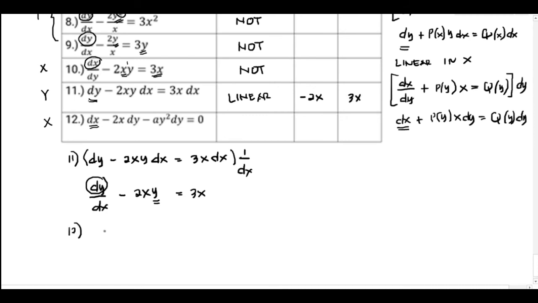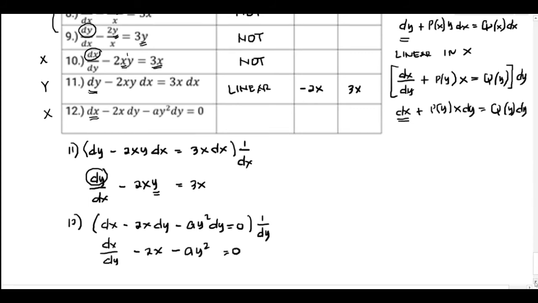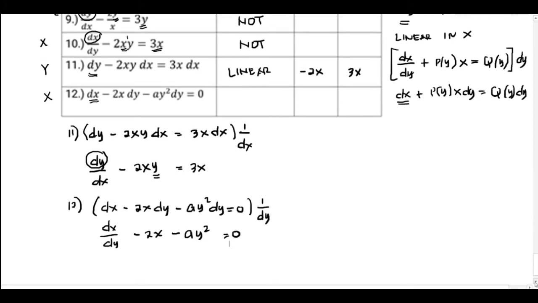For number 12, we have here dx minus 2x dy minus a y squared dy is equal to 0. I'm going now to multiply this by 1 over dy. So we have here dx over dy minus 2x, dy is cancelled, and negative a y squared is equal to 0. Then I'm going to transpose negative a y squared to the right side.